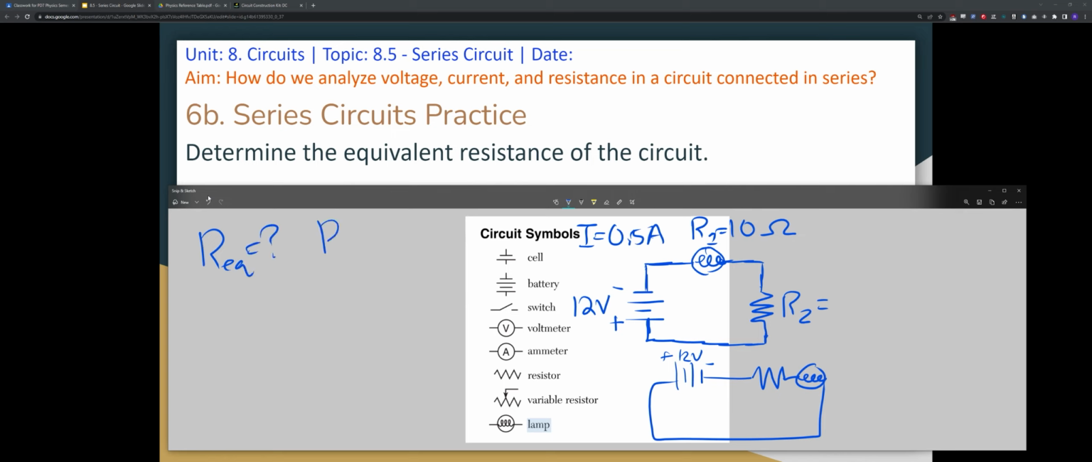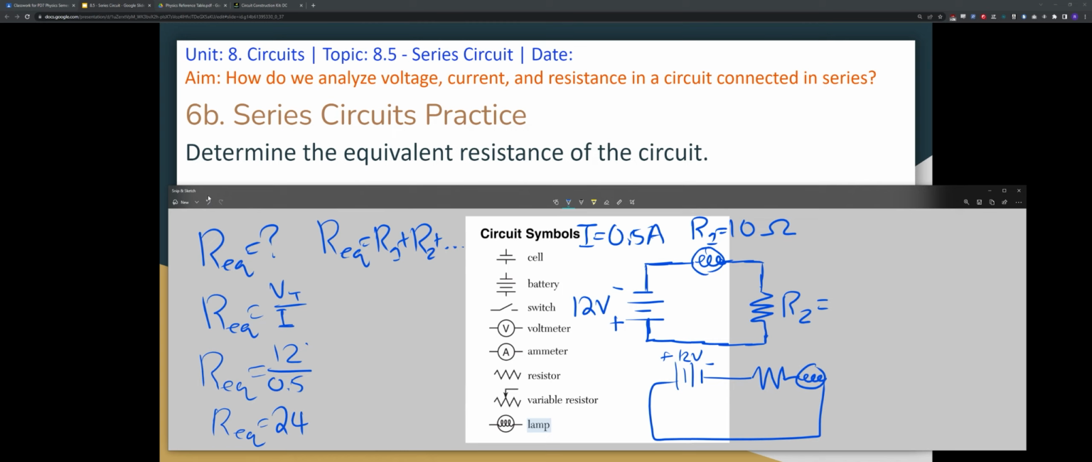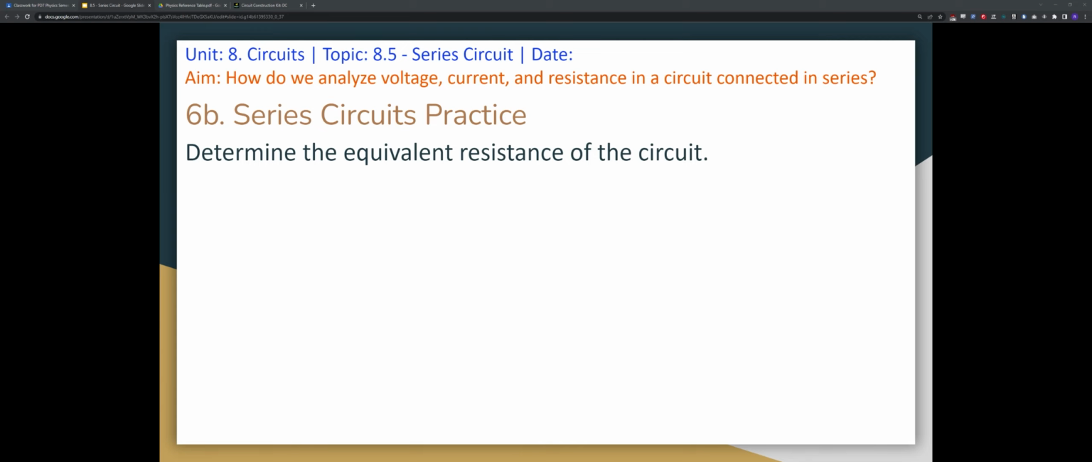Well, we can use the fact that Req is equal to R1 plus R2, because that's what we talked about earlier. Or we can use Ohm's law, where Req is equal to my total voltage over my total current, which is the same throughout the circuit. And we're going to use this because we have voltage and we have I, and we're solving for Req. So here my total voltage is 12 volts over I, which is 0.5. And so Req right here is now 24 ohms. And that is my equivalent resistance.